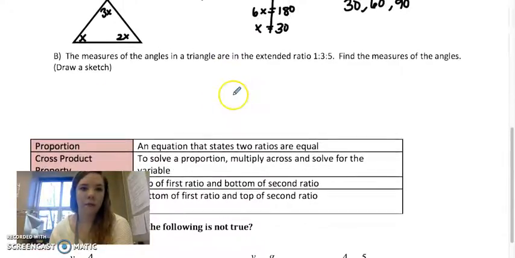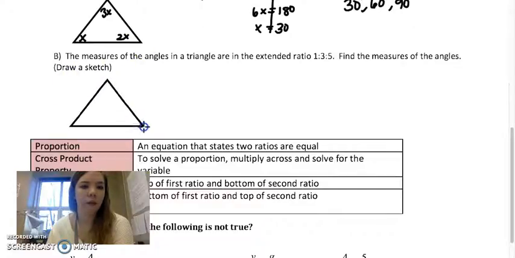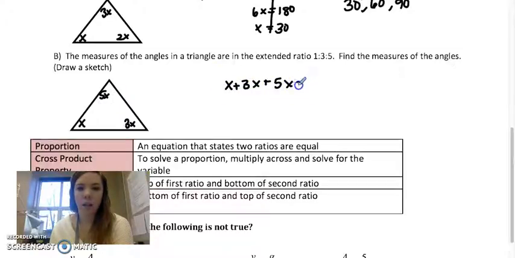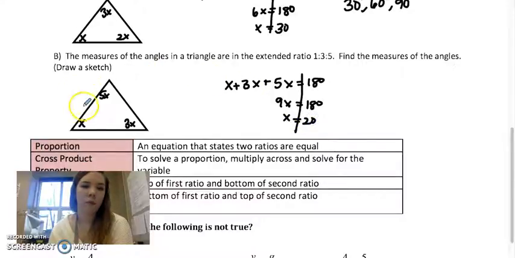Okay, we're going to do the same thing. This time our ratio is 1, 3, and 5. So we have 1x, 3x, and 5x. Those combined have to equal 180. So that's 9x. So x is 20. So my angles would be 20, 60, and 100.